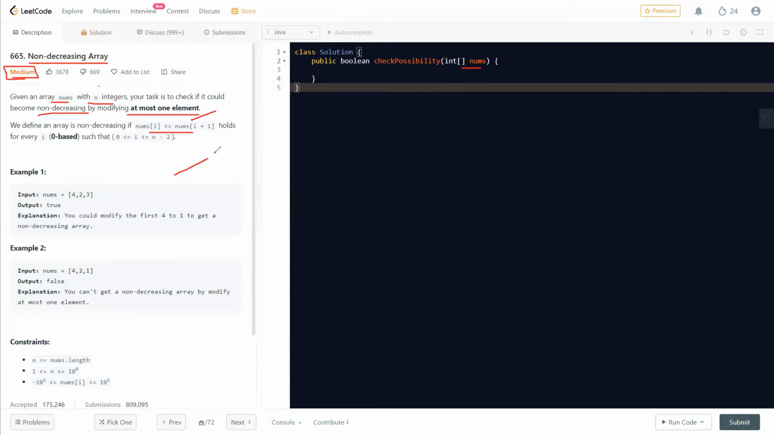So at first instance, it seems like a pretty easy solution, right? When you come across this question, you run a loop through the whole array and find the number of instances where the condition doesn't hold, like nums[i] is greater than nums[i+1]. You keep counting those places, and ultimately if the count is greater than 1, we return false. That's pretty much the solution that comes to your mind.